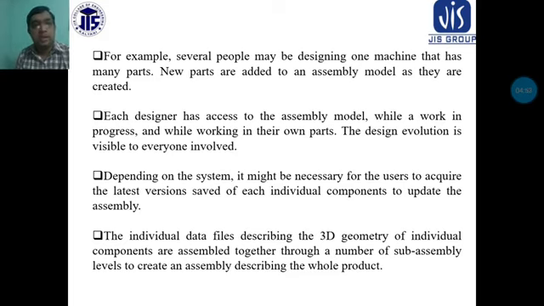Another thing is that the individual data files describing the 3D geometry of the individual components are assembled together through a number of sub-assembly levels to create an assembly describing the whole product, according to the 3D geometry of individual components.